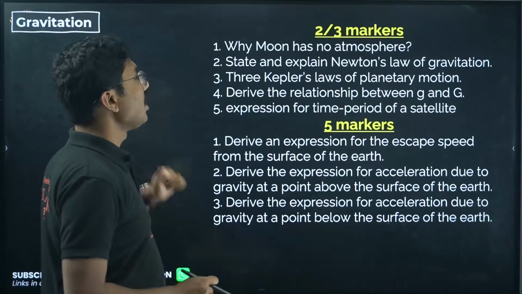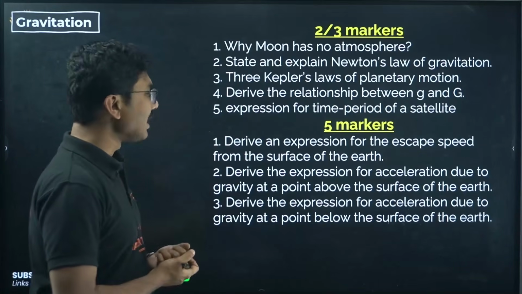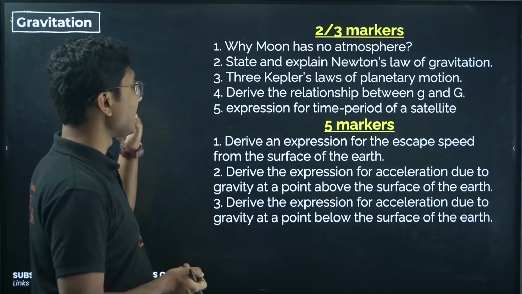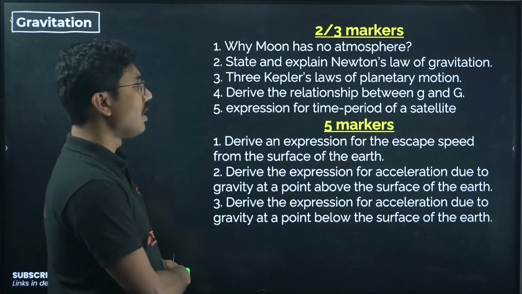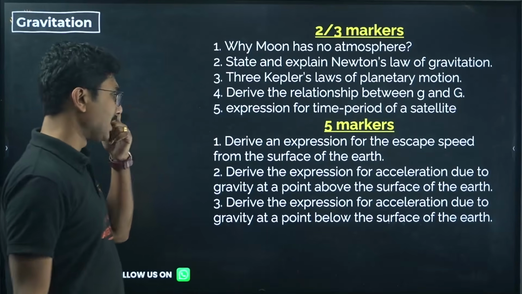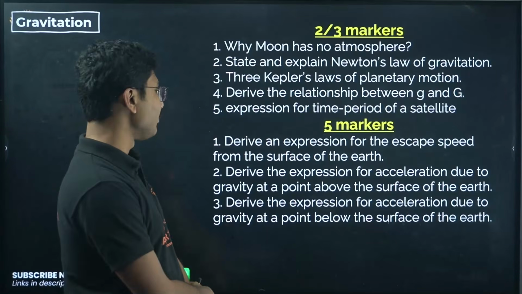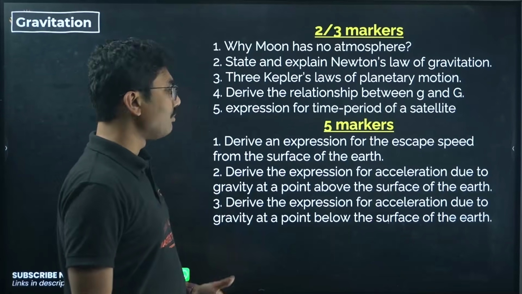Next, gravitation. Why does the moon have no atmosphere? State and explain Newton's law of gravitation. Three Kepler's laws of planetary motion. Derive the relationship between g and G. Express the time period of a satellite. Derive the expression for escape speed from the surface of the earth. Derive the expression for the acceleration due to gravity at a point above the surface of the earth and at a depth below the surface of the earth.